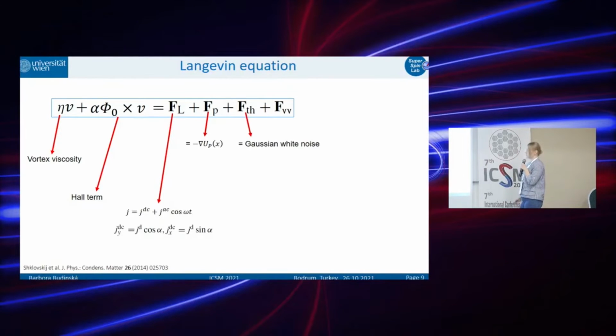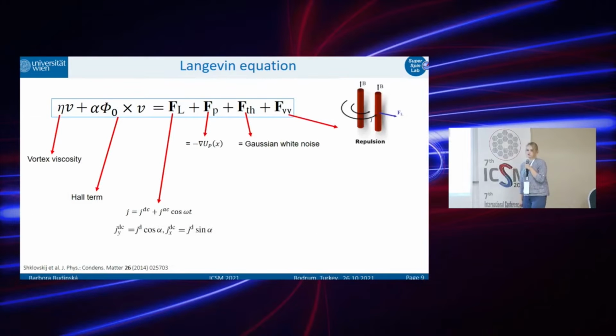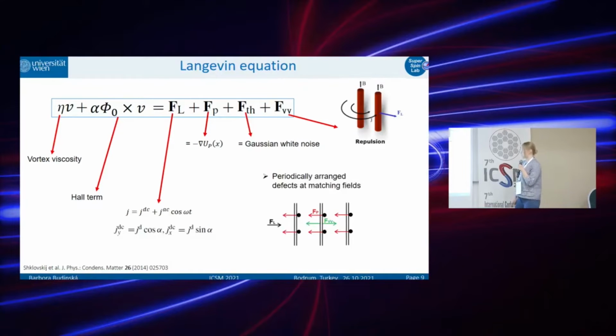Then there is a thermal term, which is equal to the Gaussian white noise. And last is the vortex force. We know when we have two vortices, these repel each other. But in the special case, we'll be looking at matching fields. That means that we will have exactly one row of vortices in each of the grooves. And this is when these equal each other out, and so we can also omit this term. So the terms we stay with are vortex viscosity, pinning force, and Magnus force.